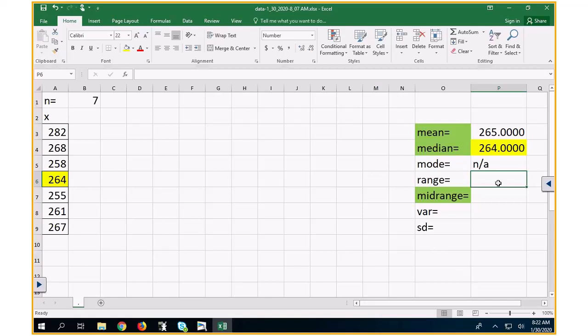Range. What is the range? Somebody tell me. What? No, not the answer. What's the formula for the range? Highest minus lowest. Good, thank you. And I could understand you. Wow. I didn't have to ask you to speak up.